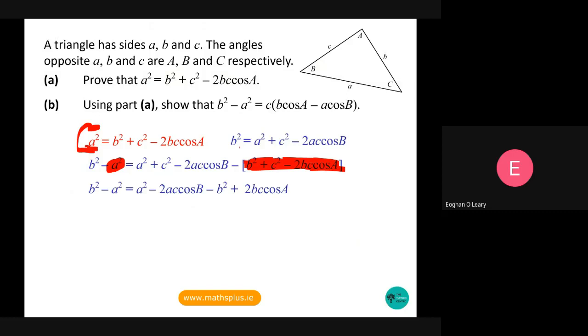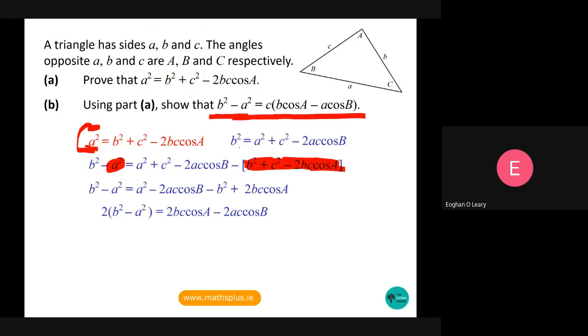Okay, what do I do? I simplify it down by multiplying through the brackets. You're going to notice that the c squareds cancel. I keep going here, and I keep an eye on what I want. b squared minus a squared is equal to c(b cos A minus a cos B). I look down at what I have. I'm not a million miles away from it, so I just keep working towards it. My left-hand side is absolutely fine.